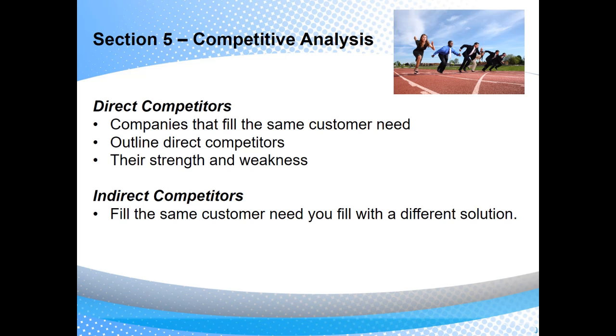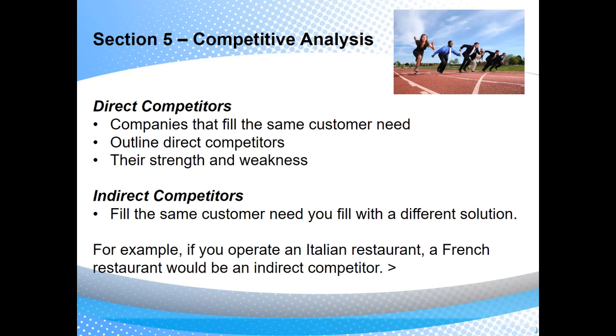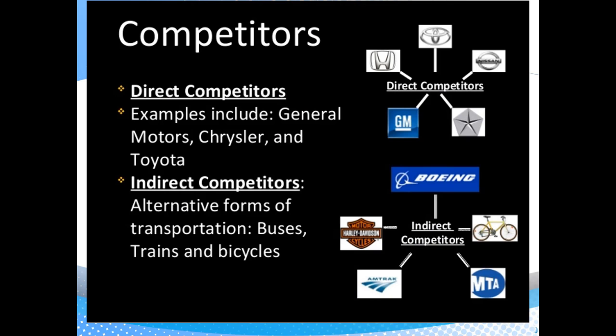Indirect competitors, I should say, fill the same customer needs with a different solution. So for example, if you operate an Italian restaurant, a French restaurant would be an indirect competitor, or maybe even eating at home would be a really indirect competitor. For example, also if you look at cars, car companies, General Motors, Chrysler, and Toyota, direct competitors would be, of course, alternative forms of transportation, airlines, buses, trains, and bicycles.